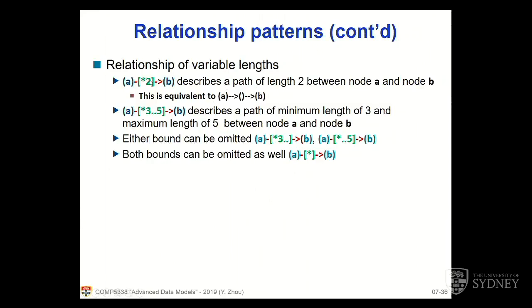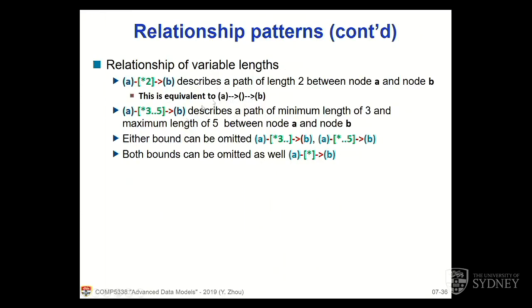Here, if after the star it's just a single number, it means a path of length 2 between node A and B. We don't care what the other node in between is, but we want to find from A to B, and the path is 2. So A and B are not directly related; from A to B, we go through another node. It's actually equivalent to this, but a much shorthand version. You can write it as this or as this.